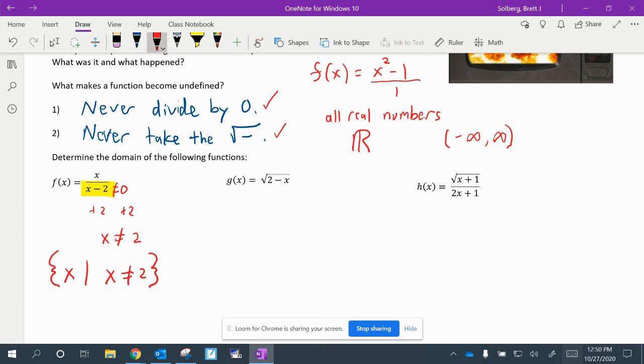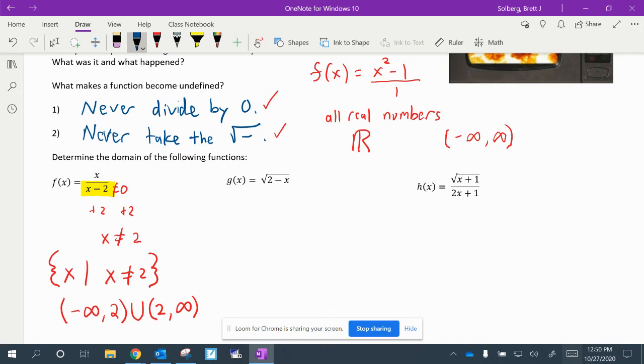Now to write it in interval notation, it's a little trickier. We're going to start, it's basically negative infinity to positive infinity except for 2. So how do we exclude 2? Well, I'm going to go from negative infinity to 2 non-inclusive, and then I'm going to jump over 2 and go to right after 2, and then go on to infinity. That's how we'd write everything but 2 in interval notation.